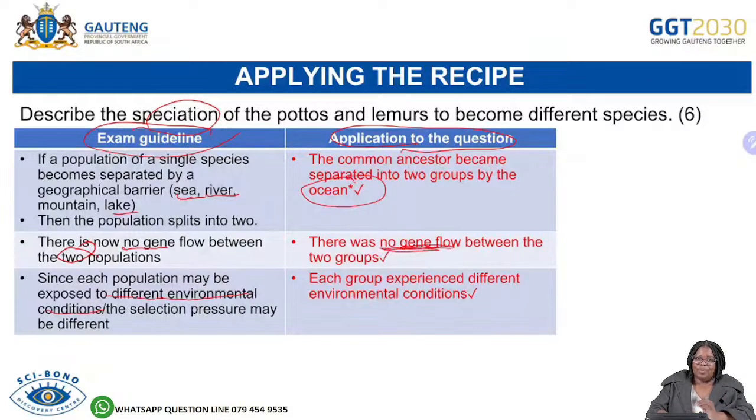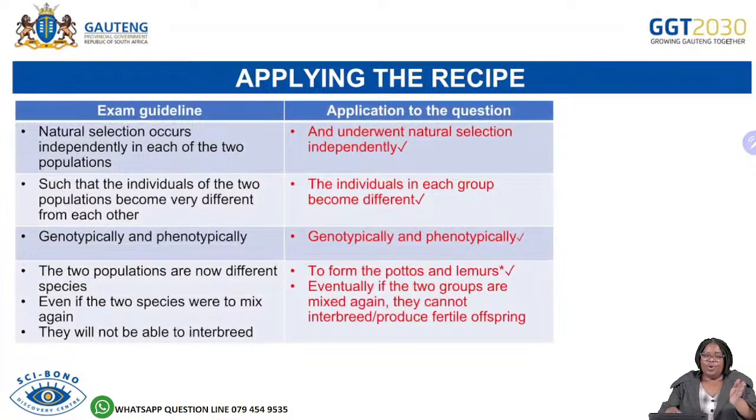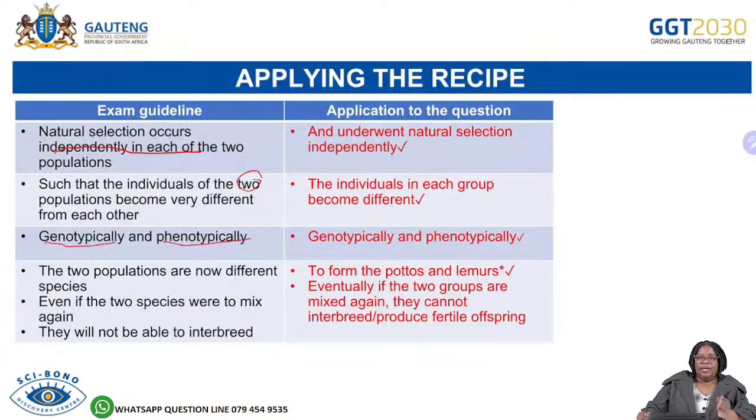I hope you understand that. Remember, they were separated by what? Indian Ocean. Obviously, they are growing that side. They are growing independently. So each group experienced different environmental conditions. Okay, so we are continuing to apply that recipe. We continue from where we left. Natural selection occurs independently in each of the 2 populations, such that individuals of the 2 populations become very different from each other because there is no gene flow, right? They become different from each other genotypically and phenotypically. So if you can look at all those points, each point you can equate it to a mark. So it's important to have all those points for you to get the 6 marks there.